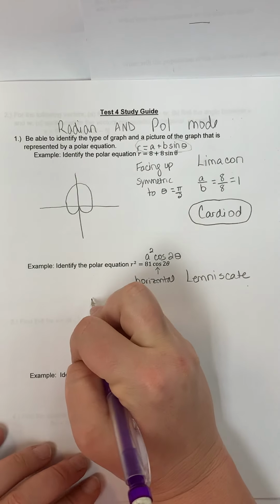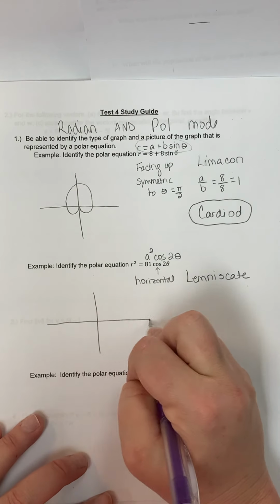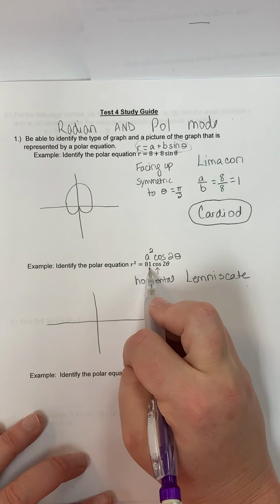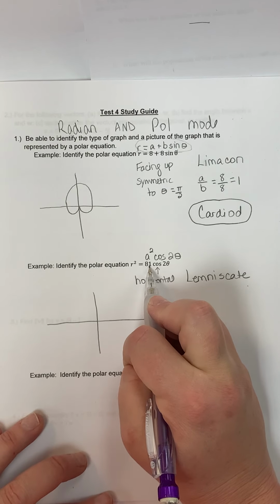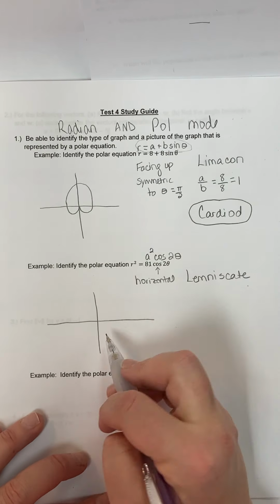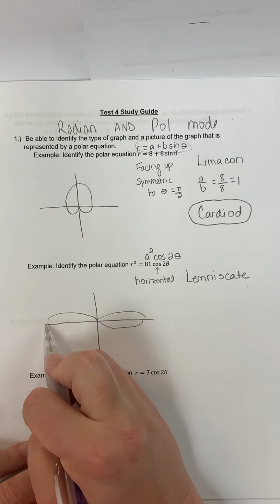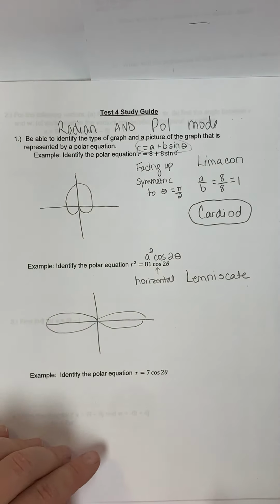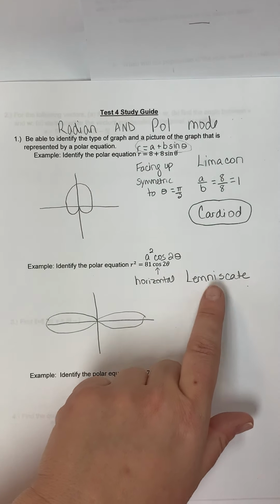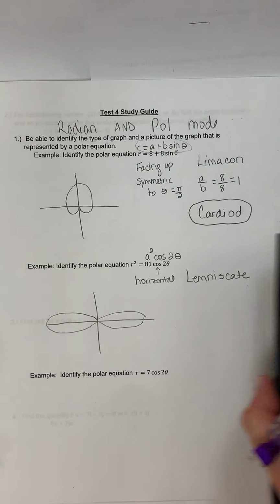Remember, these are like the little infinity signs, right? There's just 2 petals. It's an infinity sign. It's going to be 9 units long because you take the square root of that. So it's a real long 2-petaled infinity sign, but that's the graph that you would be looking for, and you would identify it as a lemniscate.